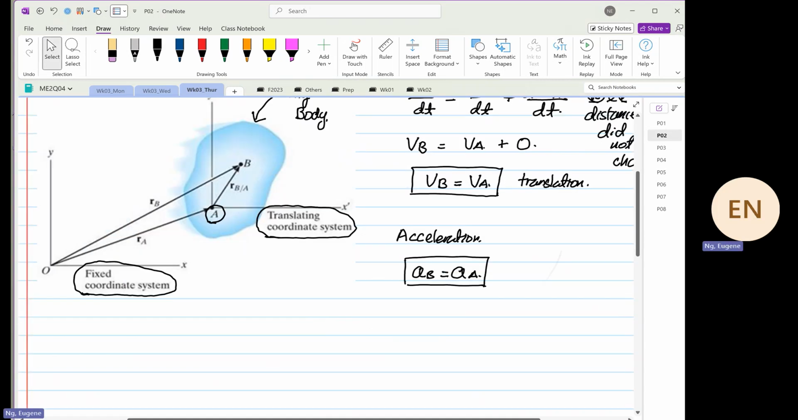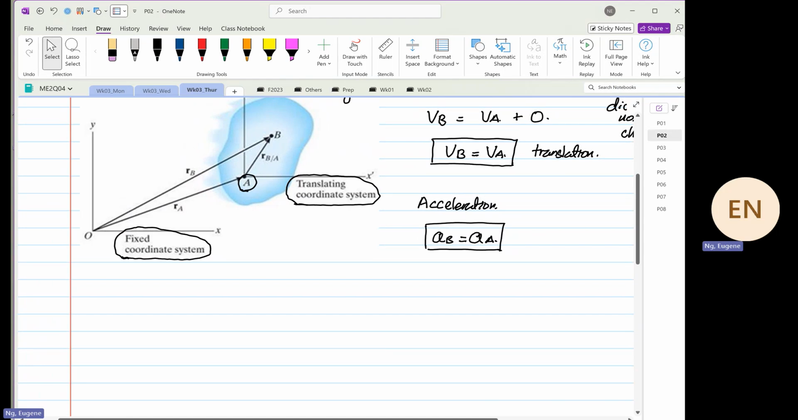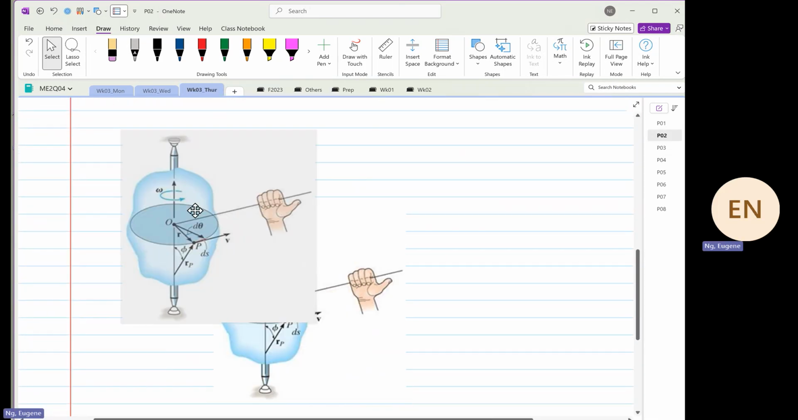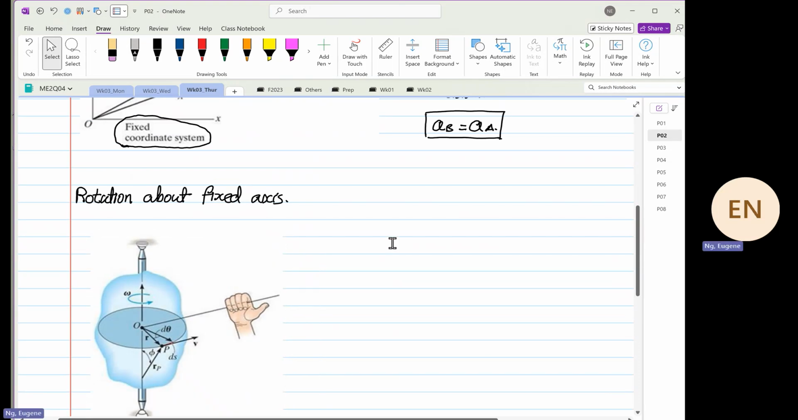So that is purely for translation. Next, we are going to look at rotation about a fixed axis. If I can get the diagram. Wait, let me see, is this the right diagram to put? Yep, this is the right one. So if you can get this diagram across your notes. Okay, so we are going to press sequence.